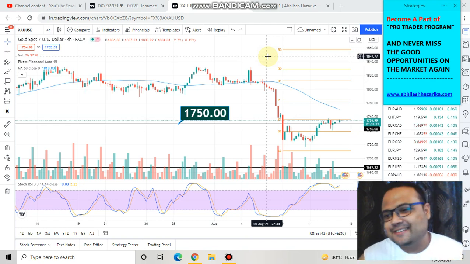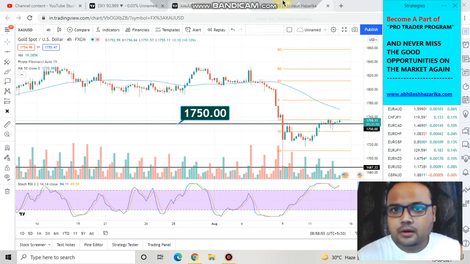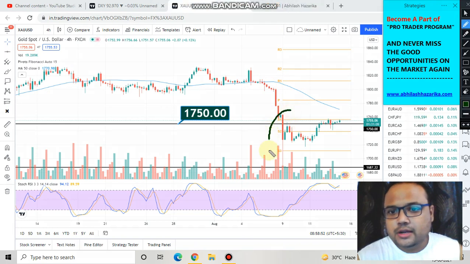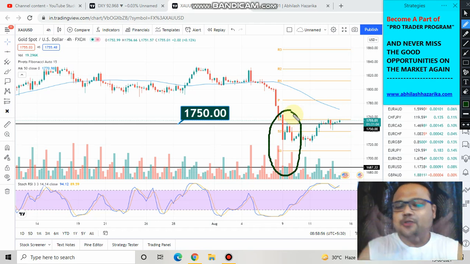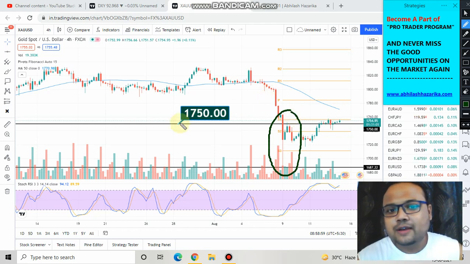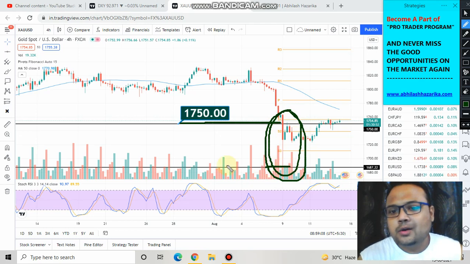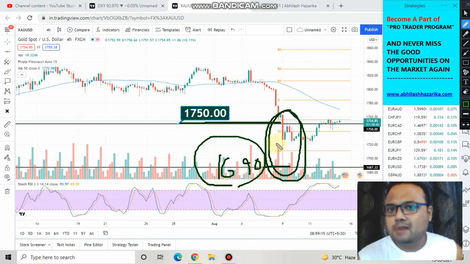So let's get started. This is the 4-hour chart of gold USD in front of us right now. And as we all know, on Monday, market formed a huge red candle. The market got a huge shock because 1750 was the support of the market, and the market broke the support and started trading below. And market took support at the 1690 level. So the 1690 level became the new strong support for the market.